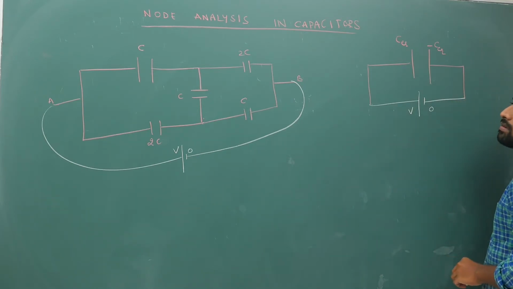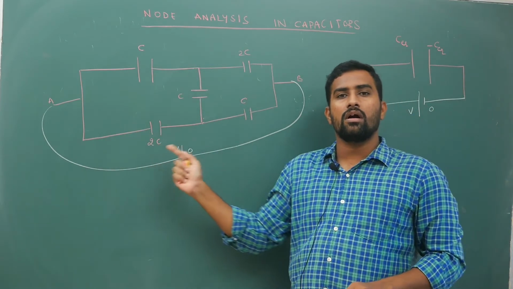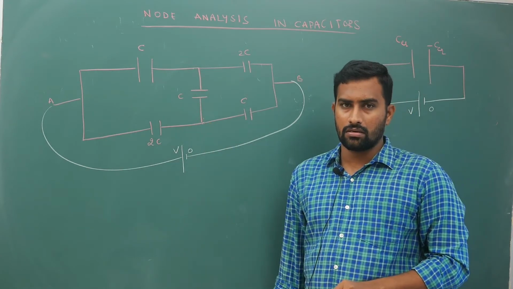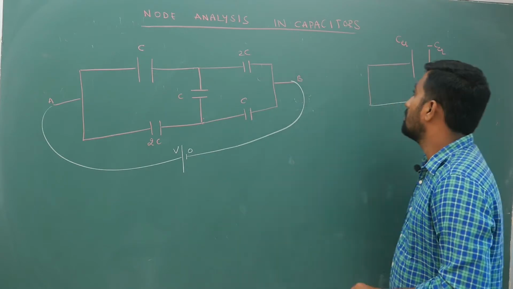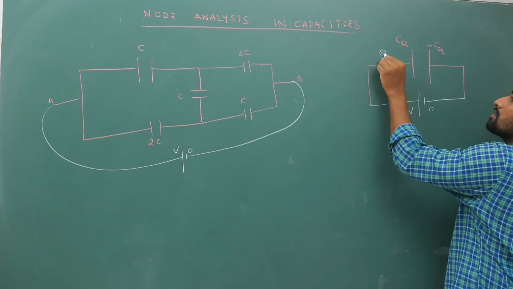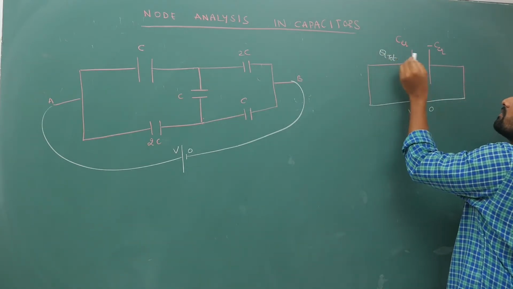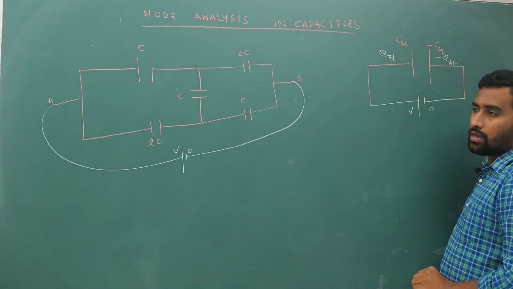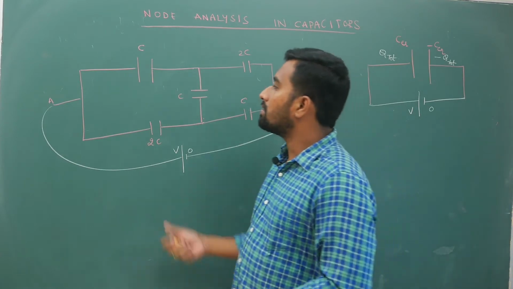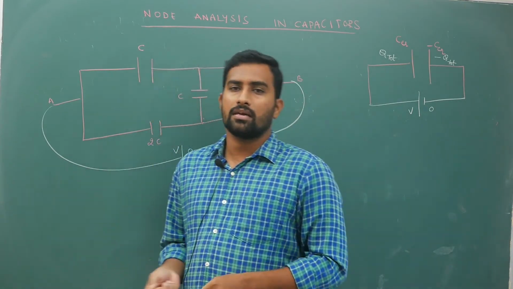Now, how much charge is this entire circuit drawing? This equivalent will also draw the same amount of charge, plus Q total and minus Q total. Only then can I call this your equivalent capacitance.